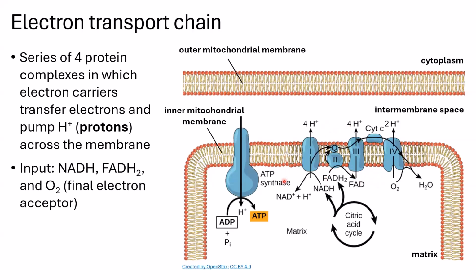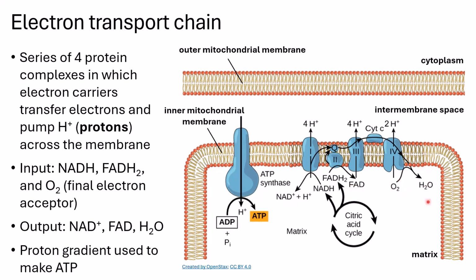Overall, the electron transport chain takes NADH and FADH2 and uses oxygen as its final electron acceptor at the end of the chain. The NADH and FADH2 are oxidized back into NAD+ and FAD, while oxygen is reduced into water. The proton gradient formed as NADH and FADH2 pass their electrons is used by ATP synthase to make ATP.